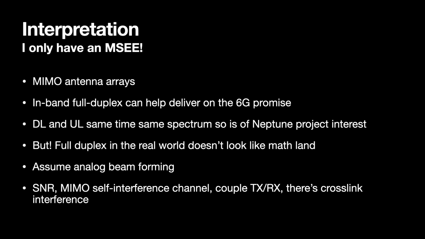And we hear about MIMO all the time with cellular. So in-band full duplex can help deliver on the 6G promise. That's the sort of vibe here. That's one of the stipulations. When we talk about in-band full duplex, this is definitely a cellular 6G thing. The downlink and the uplink are at the same time on the same spectrum. And so this sort of looks like our Neptune project, of interest to Neptune, which is an OFDM physical layer on the 5 gigahertz band, mainly for drones to kind of challenge the DJI hegemony here.